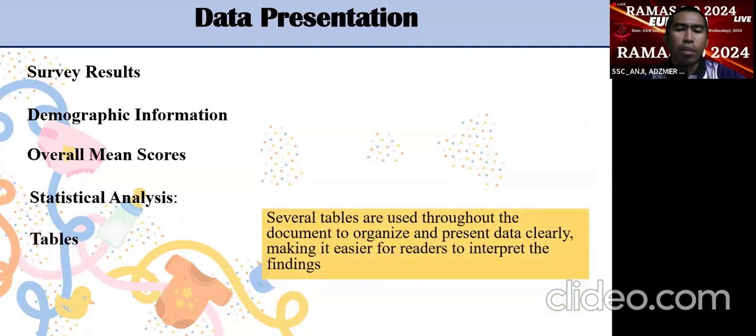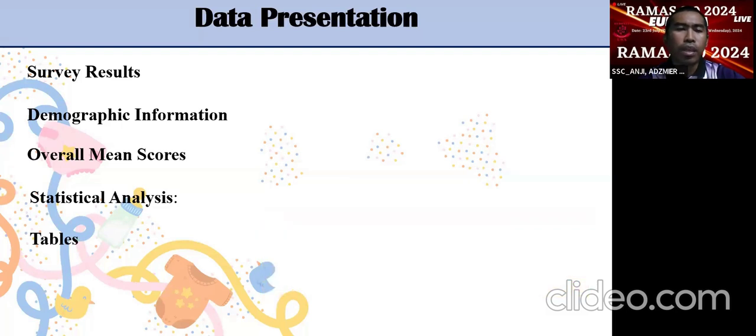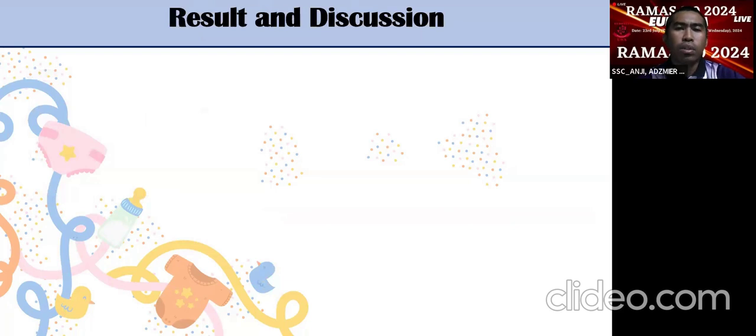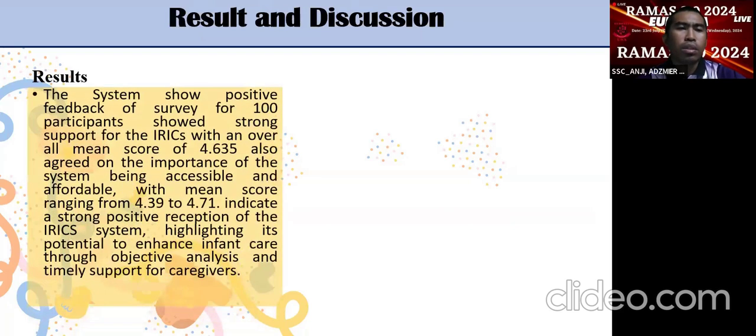And then next is the tables. It actually consists of several tables in the manuscript that are used throughout the document to organize and present data clearly, making it easier for readers to interpret the findings. And then next is the result and discussion. The system shows positive feedback from the survey of 100 participants, who showed strong support for identifying reason for infant cry with an overall mean score of 4.635.